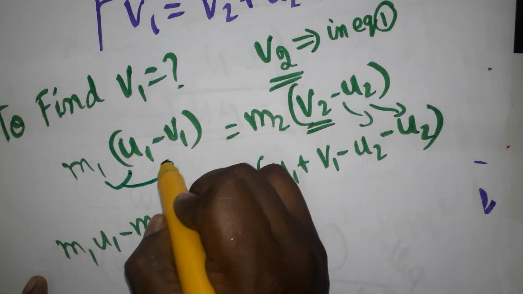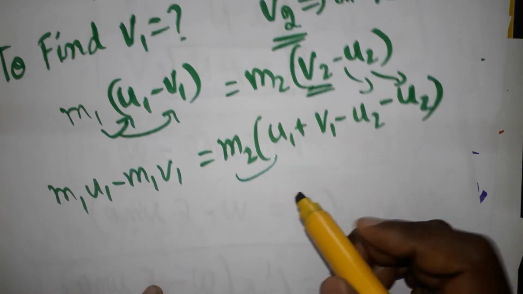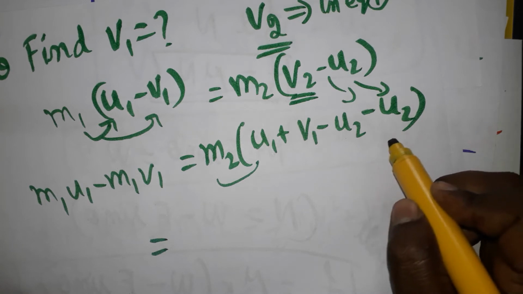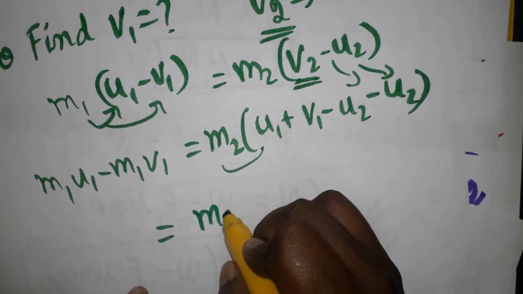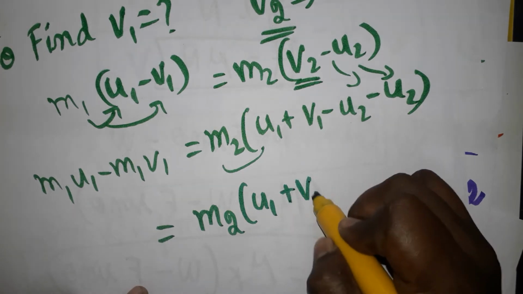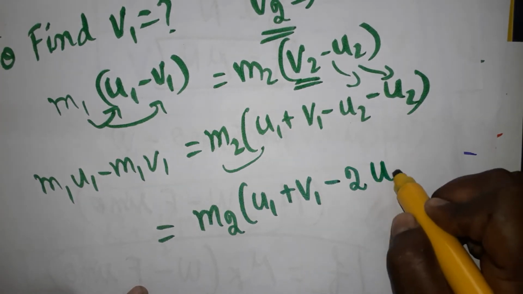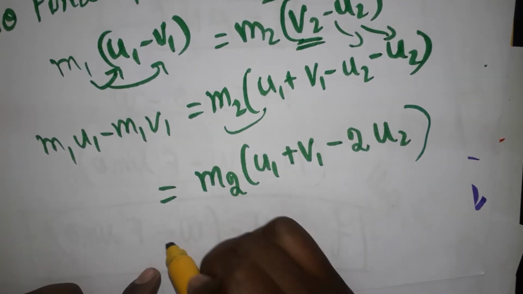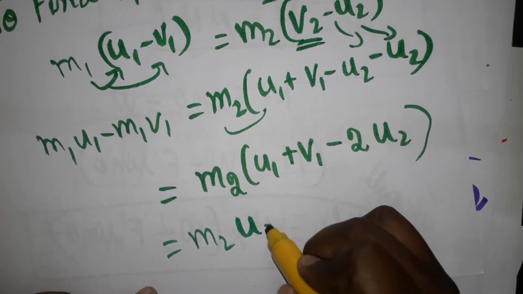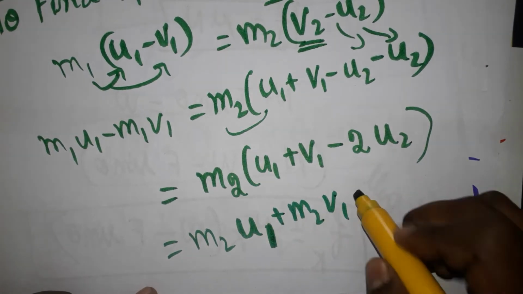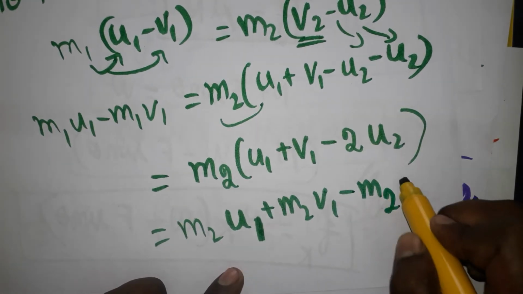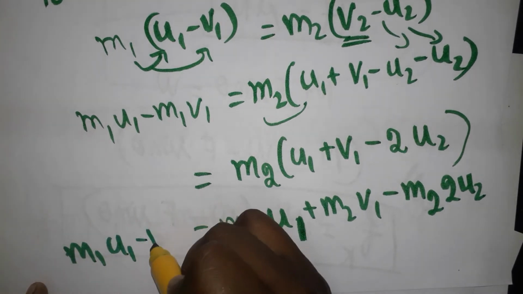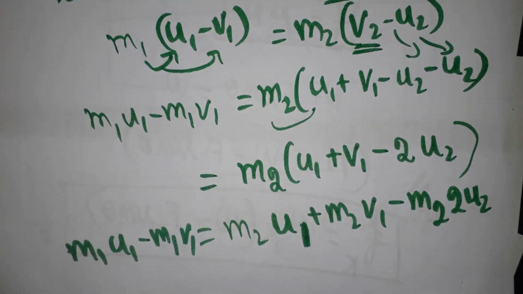I have taken this m1 inside, very simple. This m2 I am also going to take inside. So minus u2 minus u2 gives minus 2 times u2, like x minus x is minus 2x. That way you will get m2 u1 plus m2 v1 minus 2 times m2 u2 is equal to m1 u1 minus m1 v1. Same as I wrote here.